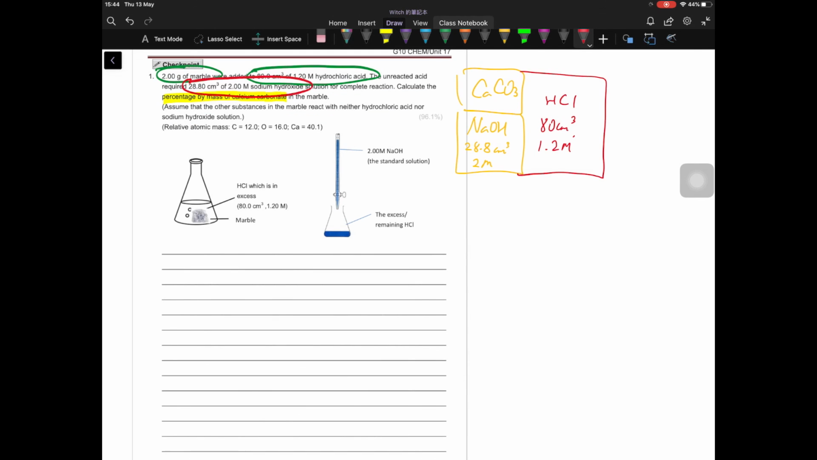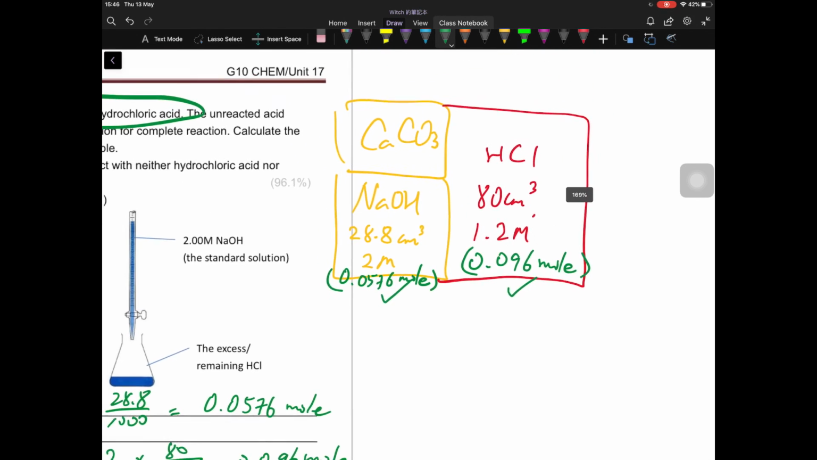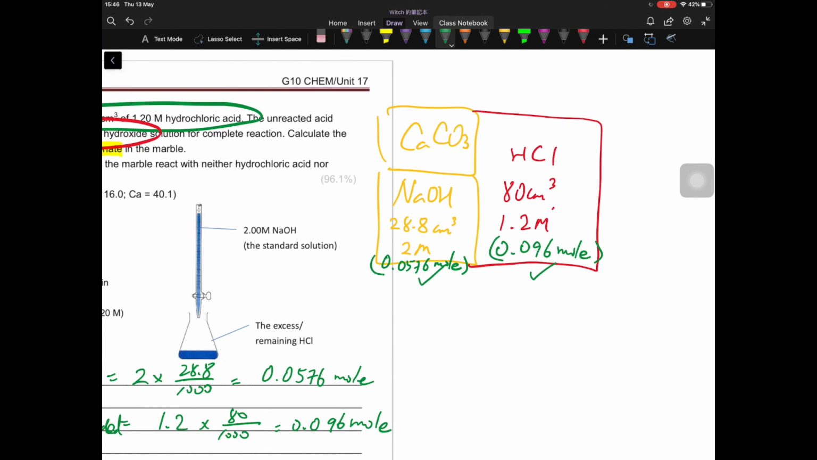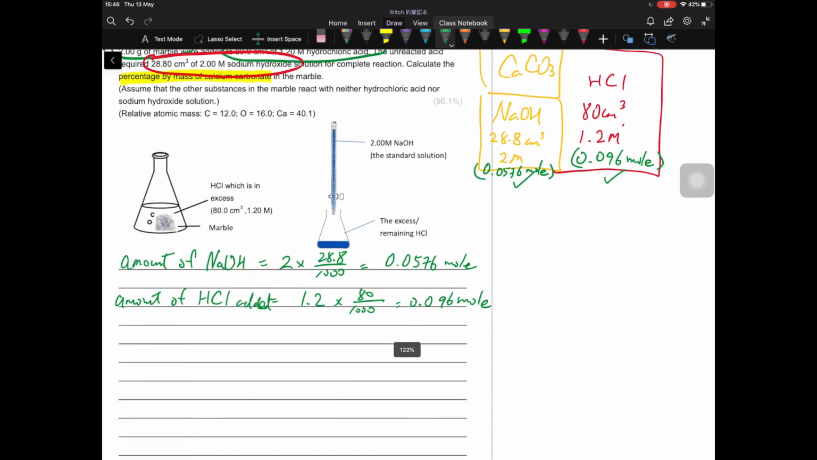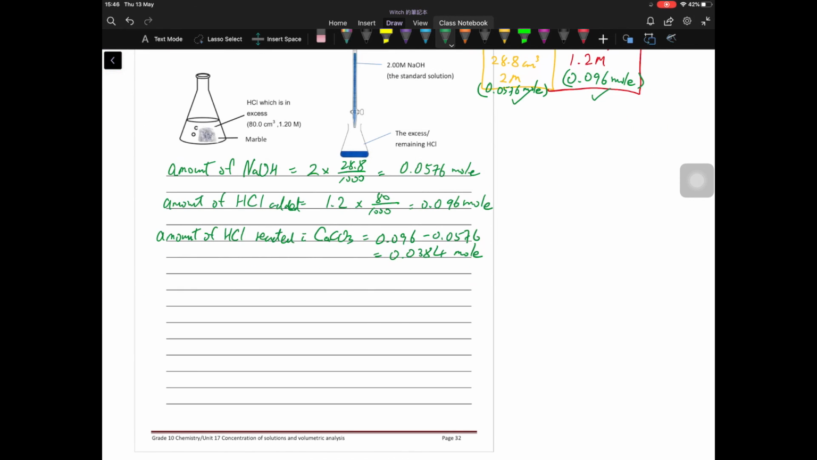We need to write down the steps clearly. The first is we find the number of moles of sodium hydroxide and HCl, right? Because both volume and molarity are provided, and the amount of HCl is shown with the number added here. We can find the amount of HCl used to react with calcium carbonate. I think this is easy for you to understand.